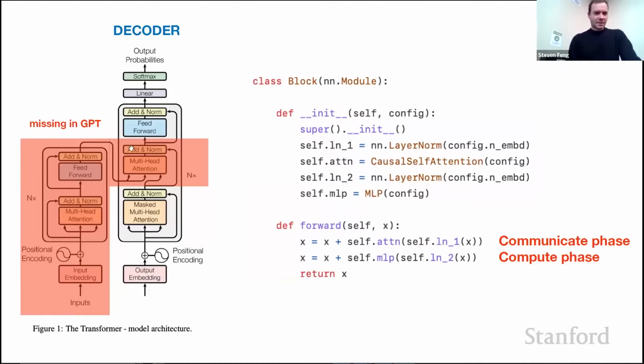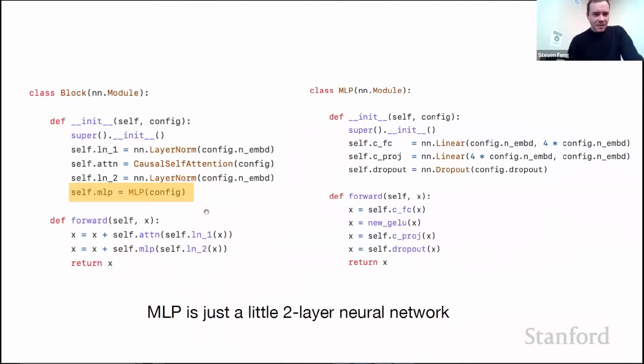And then also here we are missing the cross attention, because this is a decoder-only model. So all we have is this step here, the multi-headed attention, and that's this line, the communicate phase. And then we have the feed forward, which is the MLP, and that's the compute phase. I'll take questions a bit later.